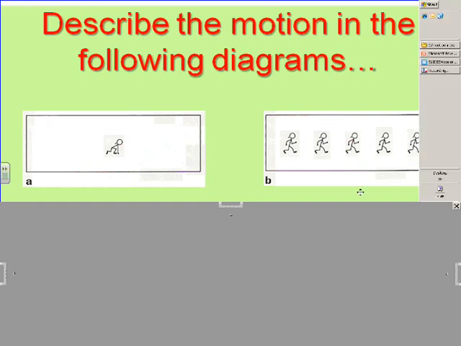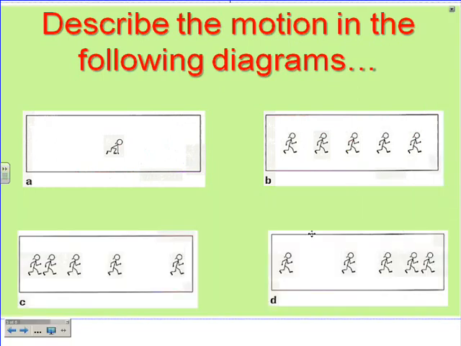With that in mind, if we get rid of the shade and look at letter C and letter D. In letter C, if each picture represents an equal time interval, the same amount of time, the distance keeps increasing in each equal time interval. This is an object speeding up. She keeps going farther in each consecutive time interval.